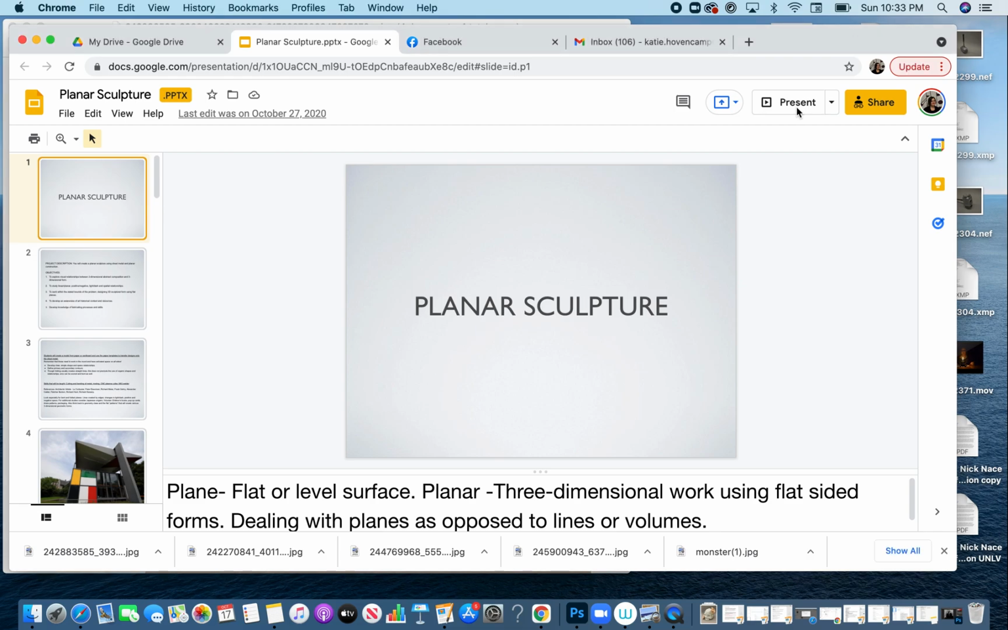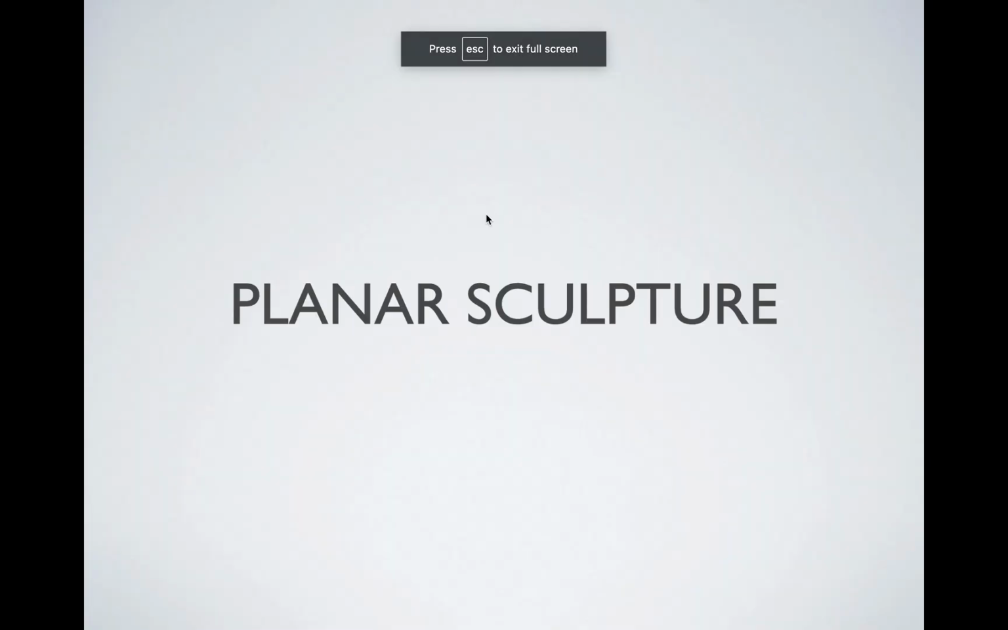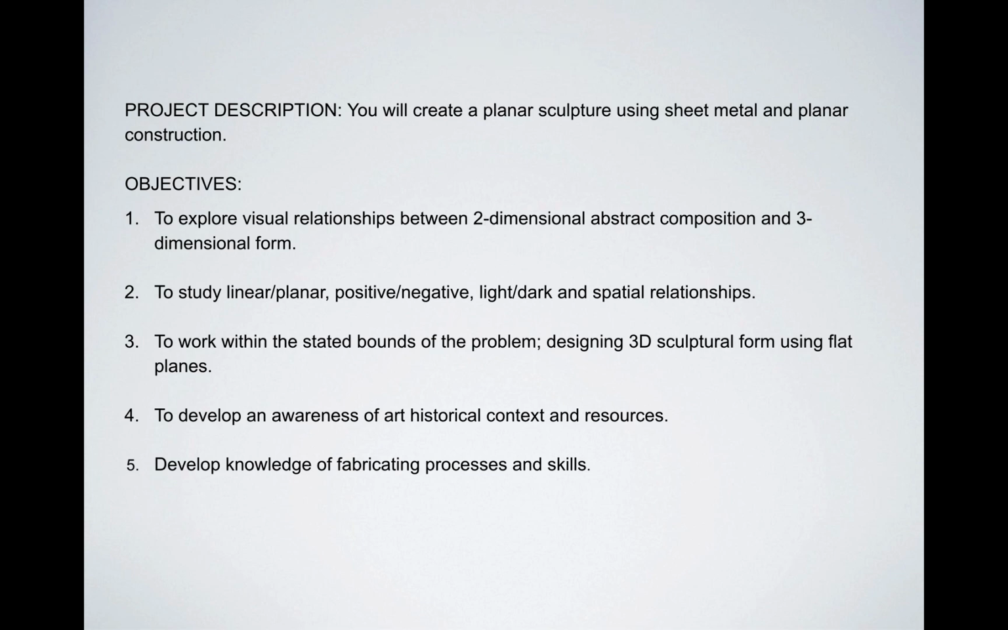This is the presentation for the metal project for the sculpture class on planar sculpture. With this particular project, you are going to create a planar sculpture using sheet metal and planar construction. The objectives of this project will be to explore visual relationships between two-dimensional abstract composition and three-dimensional form.